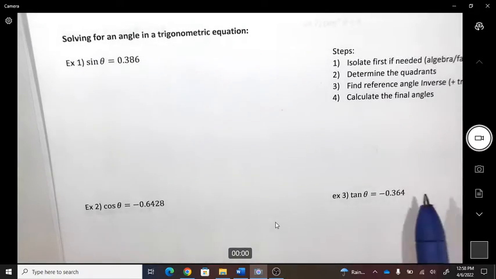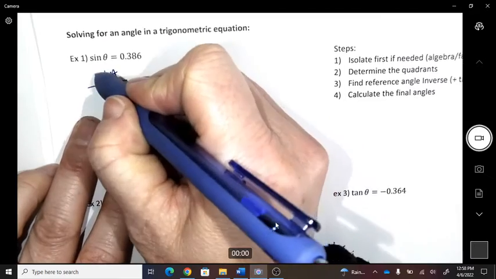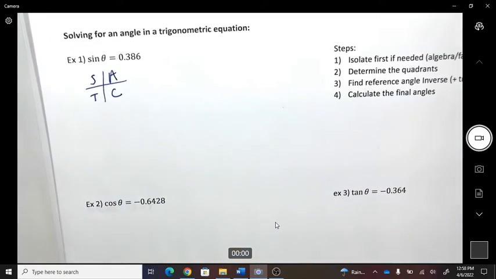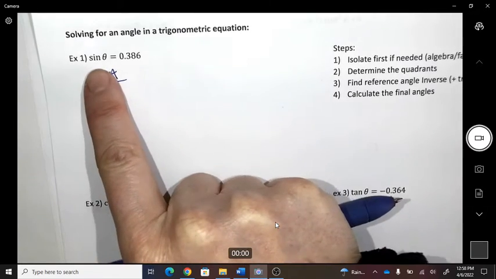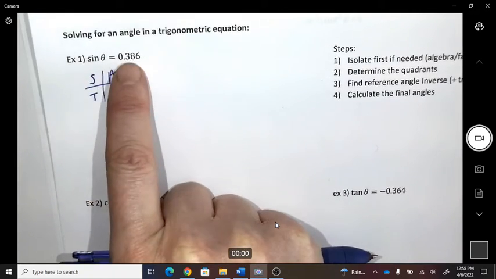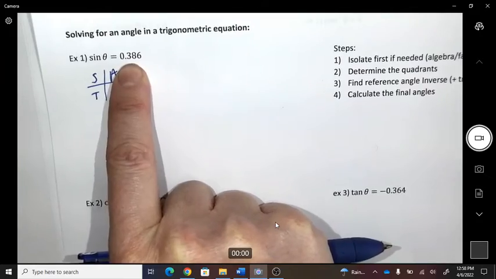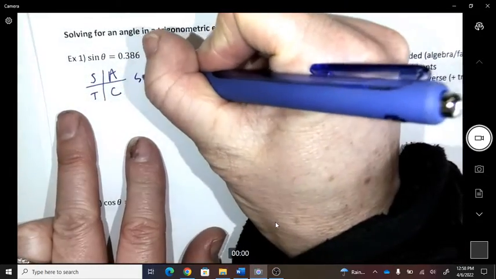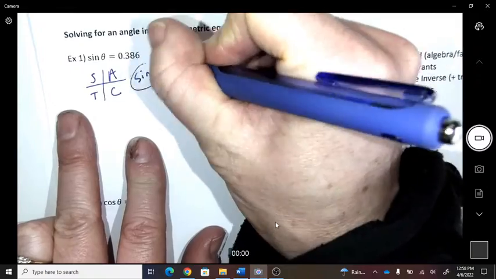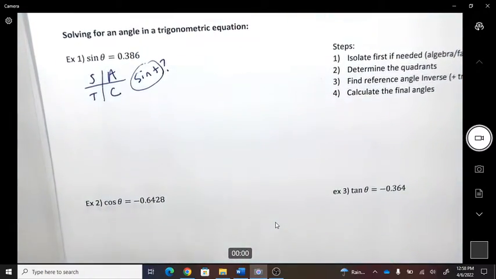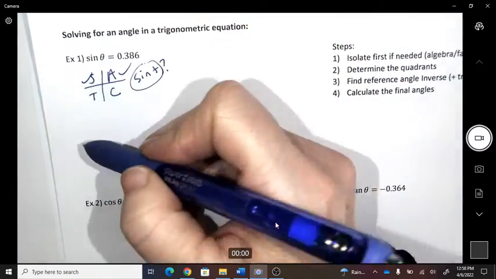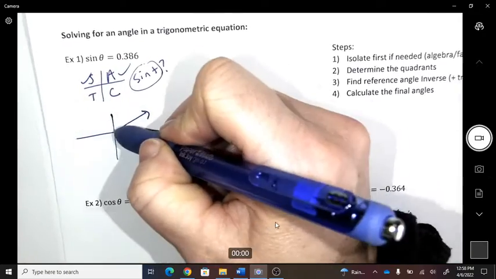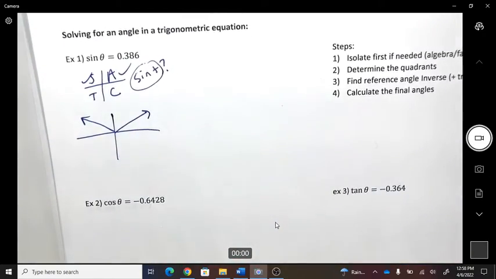Determine the quadrants. So when I determine quadrants, I use this ASTC strategy. And in this case, what am I looking for? I want the sine to be positive. So where is sine positive? Which quadrants? The top. Okay, so I'm going to just draw some random angles into those two quadrants.